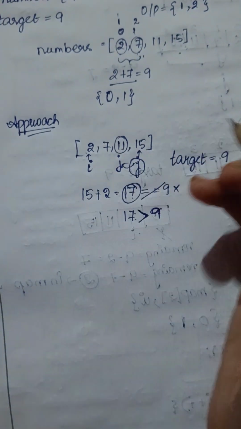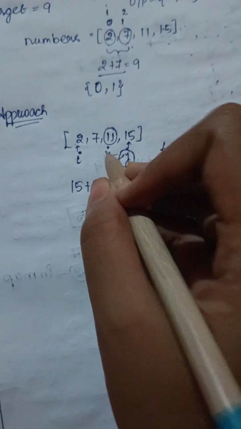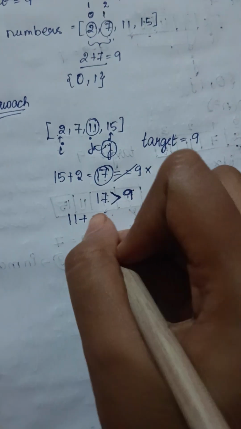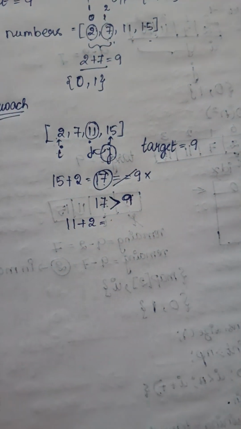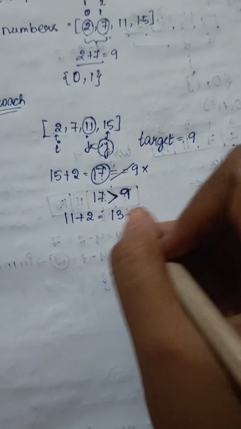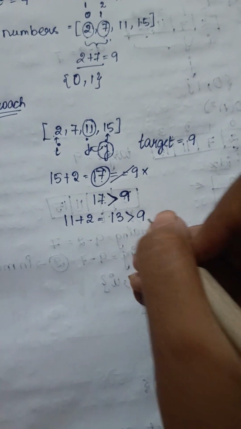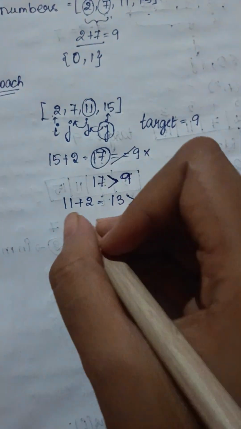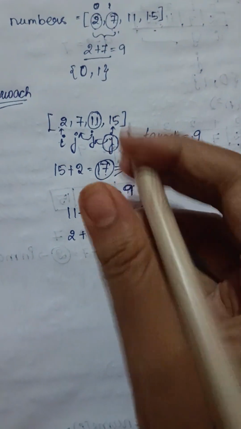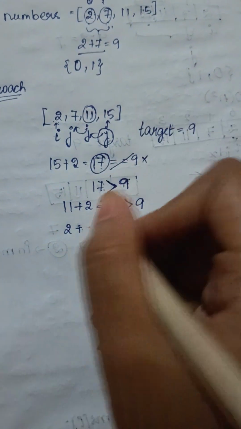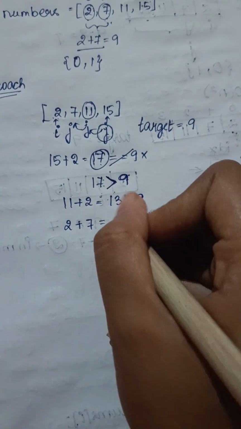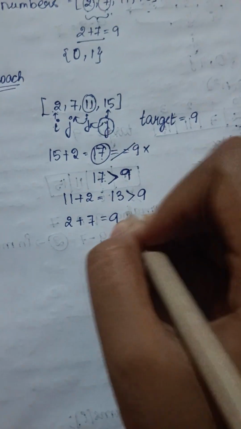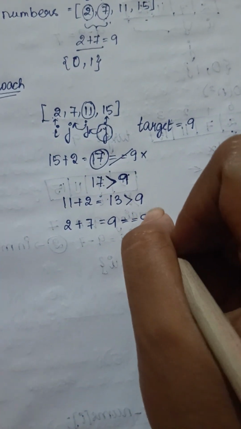So now it is at 11. Now I'm adding the i and j values. 11 plus 2 is 13, which is also greater than my target 9. So again I'm moving the j pointer towards the front. Now I'm adding numbers of i plus numbers of j, which is 2 plus 7, equal to 9. So 9 is equal to my target 9.